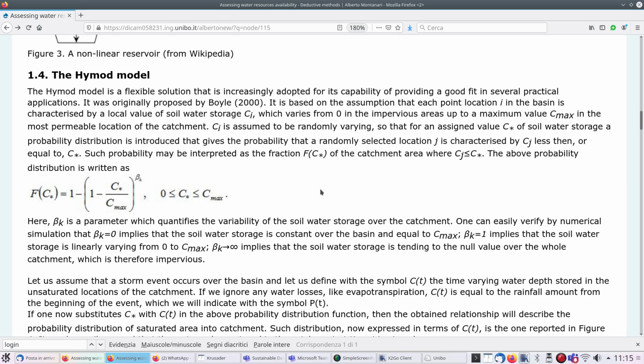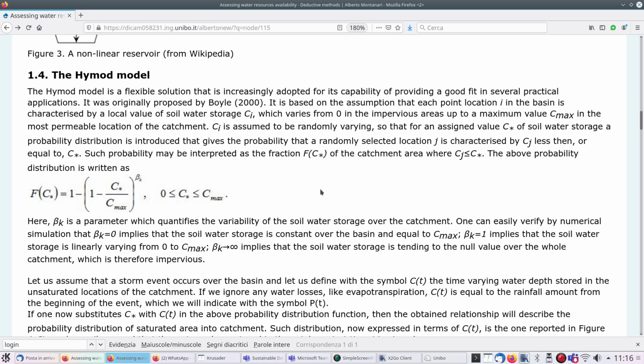Remember, c star is a given storage. So I want to know the fraction of the catchment that has a storage less than or equal to 100. Okay, c star is my 100. It's a given storage, c star. And then the probability distribution is a function of c star. And it's written as, you can see here, 1 minus, open parenthesis, 1 minus c star divided by c max to the power of beta k. And here again, c star is varying between 0 and c max.